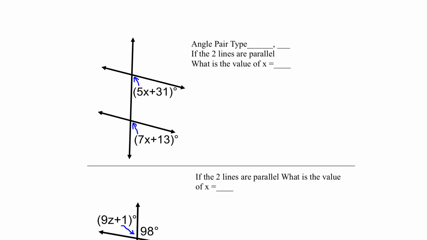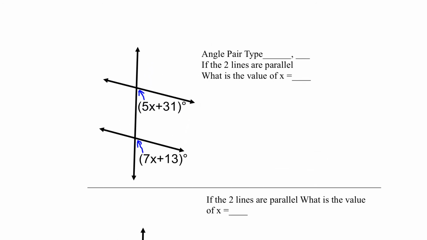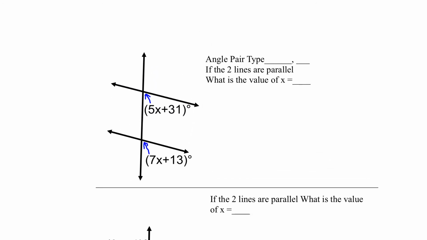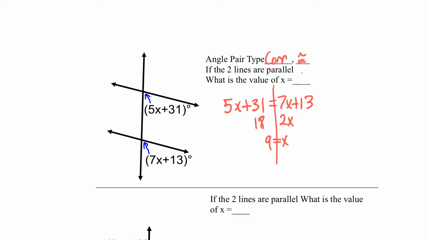All right, so on the back, what are these? Corresponding. If the lines are parallel, what's up with them? They're congruent. So we just set those equal: 5x plus 31 equals 7x plus 13. So 2x equals 18, so x should equal 9.